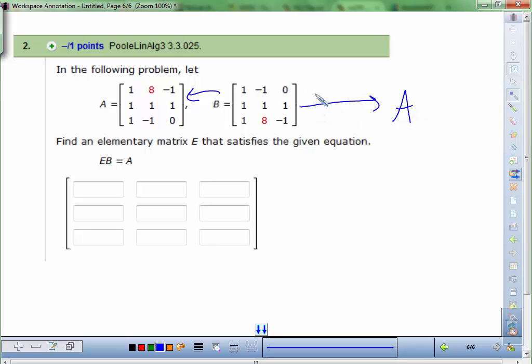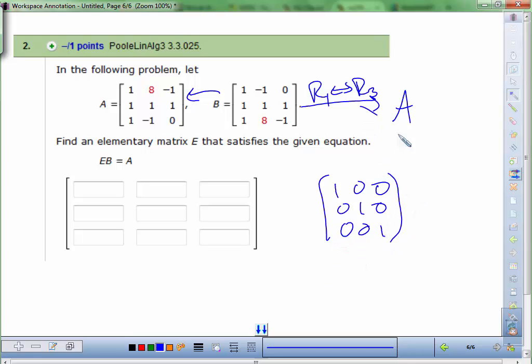To get A from B, which two rows did they switch? The first and the third. So all you do is take your identity matrix, this is a 3 by 3 identity matrix, and then do that row operation on it, which is switching the first row and the third row. Switching the first row and the third row would look like this matrix, and if this is what we type in, we should be good.